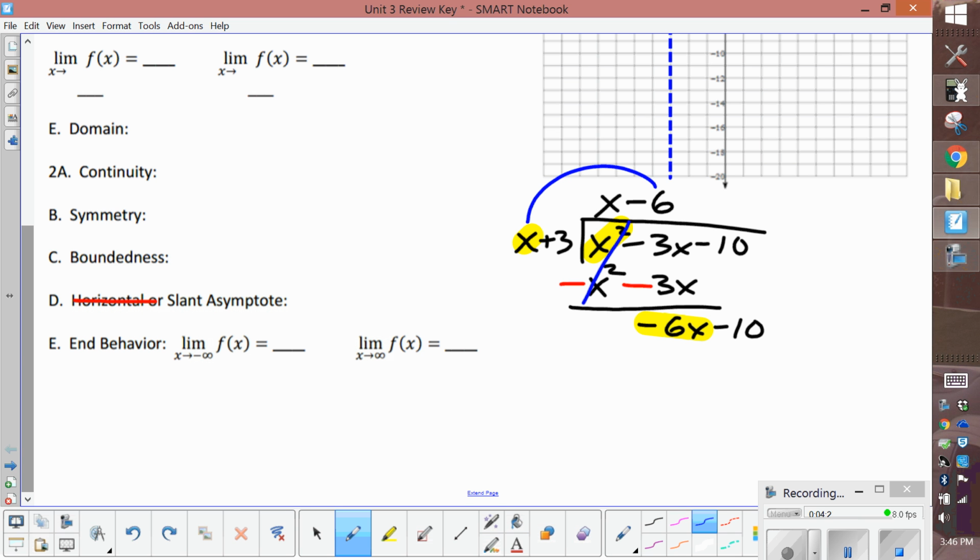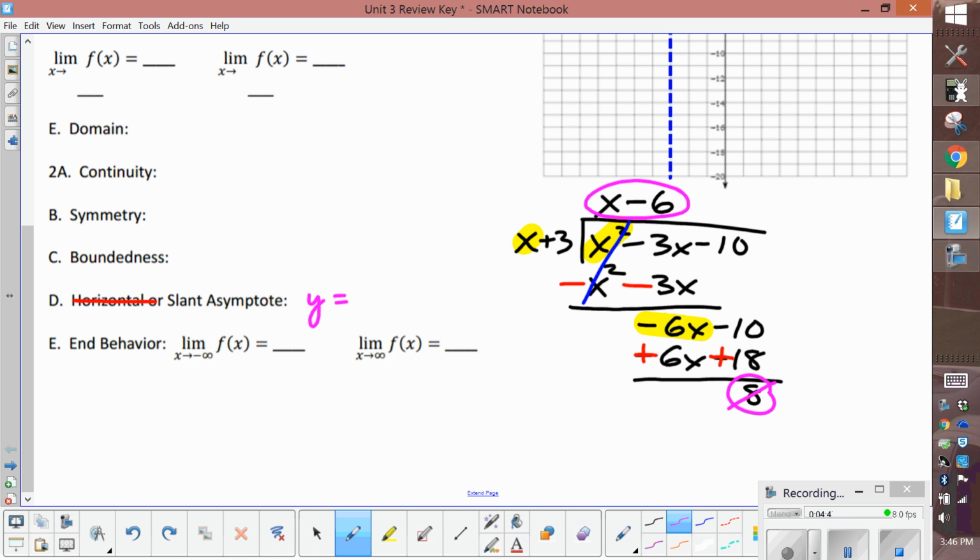A lot like distributing, here and here, they both have to be multiplied by negative 6. I get negative 6x minus 18. Put a line underneath it. This is an important step. Change both signs. And I get a remainder of 8, which I could care less about. This does nothing for me. This is what I need. So my slant asymptote is y equals x minus 6.